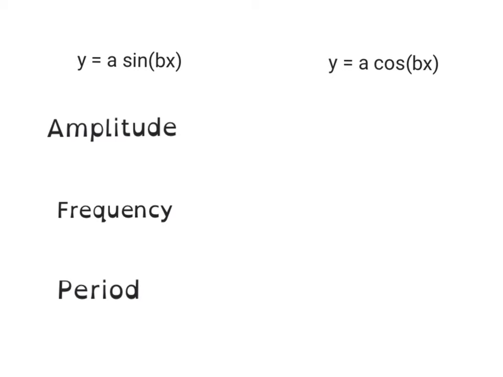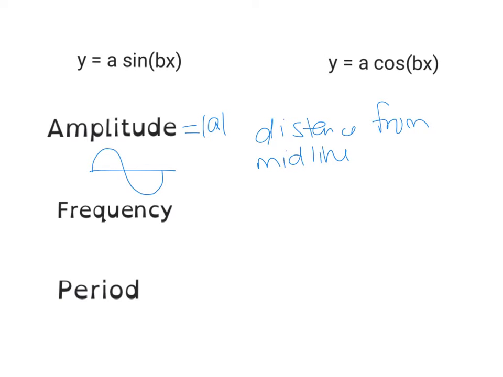There are 3 parts of the equation for y equals a sine bx and y equals a cos bx. There is the amplitude, which is the a value. It's actually the absolute value of a. This is your distance from your midline. Okay, so it's your distance from whatever this middle line is. So this is A. However far up you go and however far down you go.